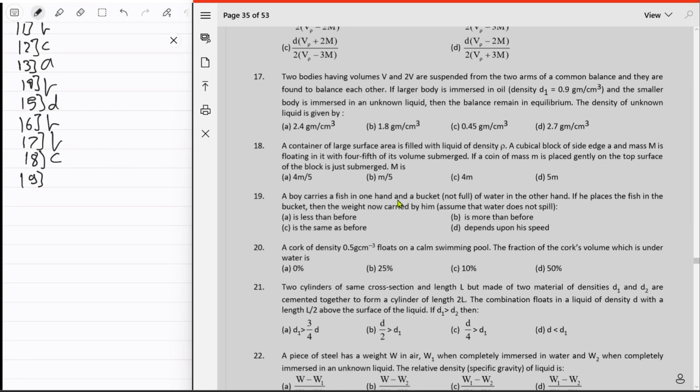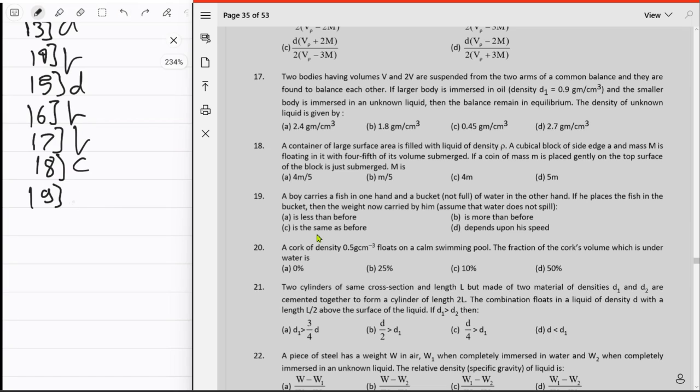19th: a boy carries a fish in one hand and a bucket not full of water in the other hand. If he places the fish in the bucket, the weight now carried by him is still the same, as before, right? Why would it depend on the speed? We just think about the vertical force, that's our weight.